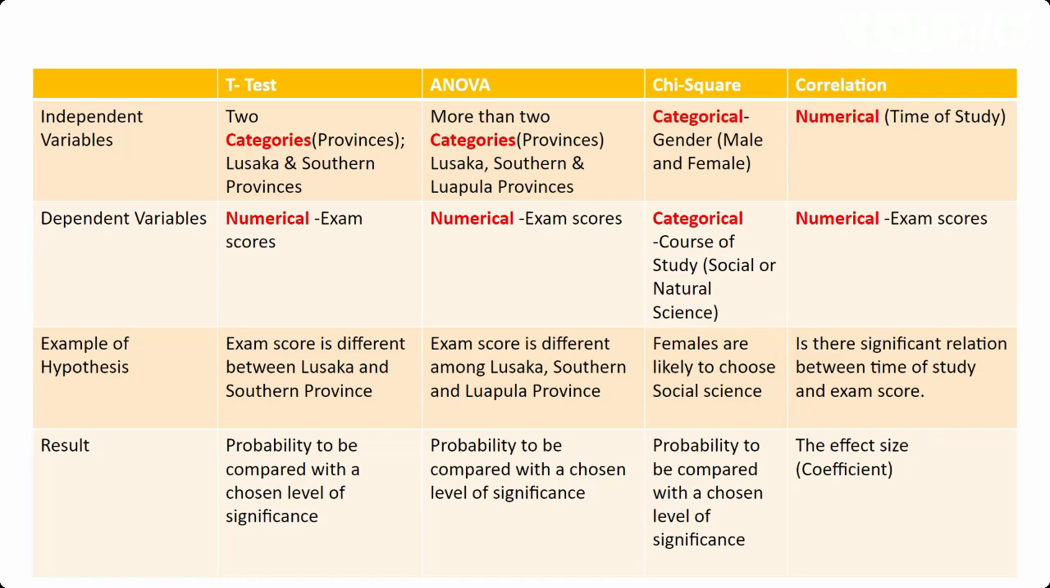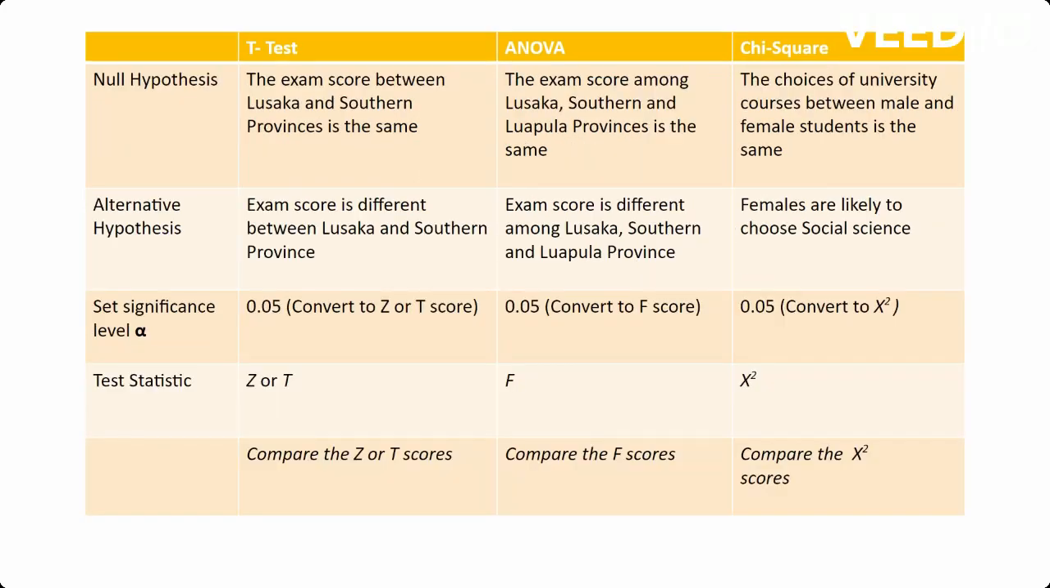So those are the items you need to be looking at. I think this is an extension of the example. For example, we have a new hypothesis about the exam score between two provinces. We have two items there, Lusaka and Southern province. So you need to decide which test to use, which means we have two categories there, so we are going to use the t-test. However, you may not use the t-test if you have two categories but you also know the population variance. Then you have to use the z-test.